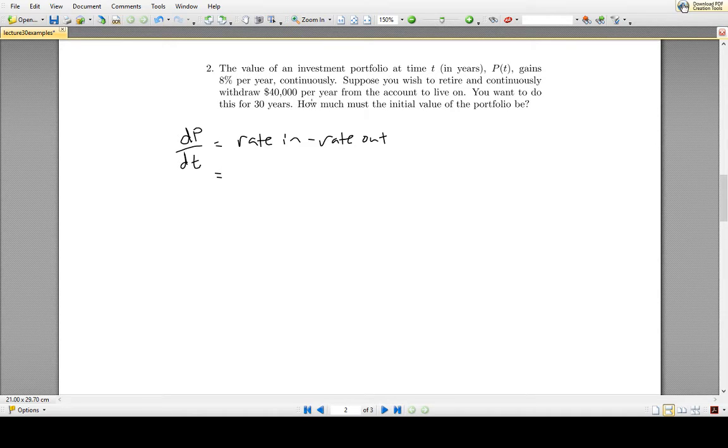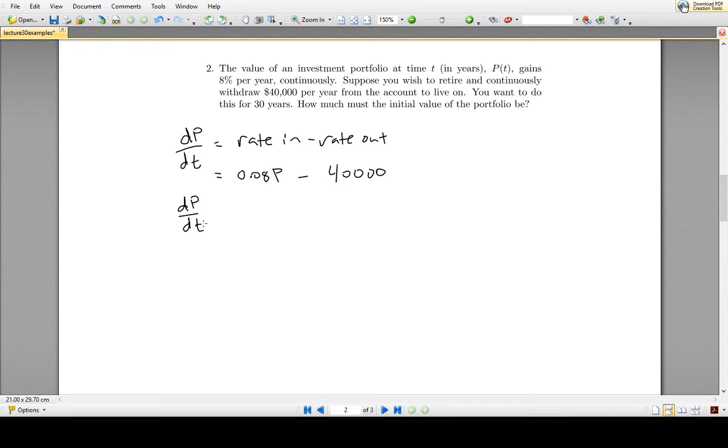We're not depositing anything. All that's going into the account is the interest. So the amount of interest that's going in is 0.08, because that's 8%, times P. And I subtract out how much per year is coming out, 40,000. Okay, so this is the rate of change of my investment. Obviously the rate of change of my investment value is how much is going in minus how much is going out. And if I rearrange this equation, I end up with the following differential equation.